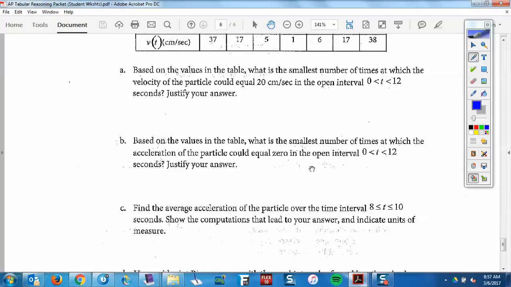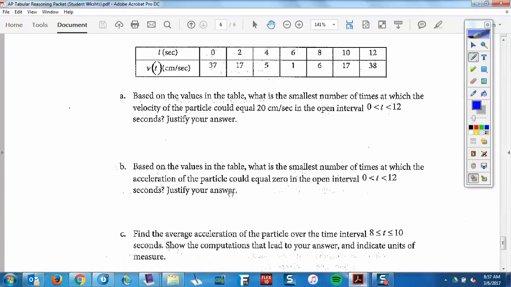What's the smallest number of times that the acceleration could equal 0? What does that mean? What's the acceleration? Wouldn't that be the derivative of this? So that would be v prime. So that'd be the derivative of this. So what has to happen for the derivative to be 0? Since we know it's smooth, there's no sharp points, right? Every time it turns around, right, the derivative would be 0, right? Changes from increasing to decreasing.